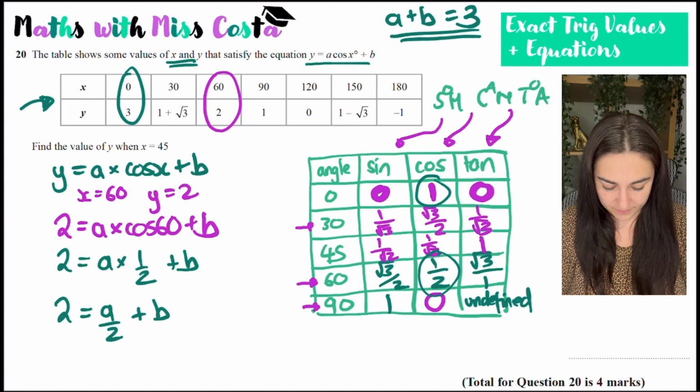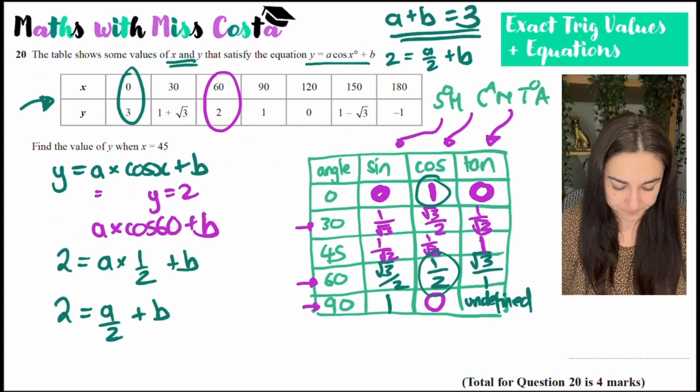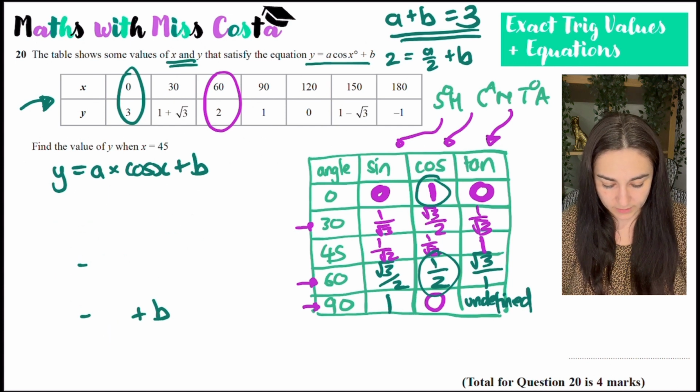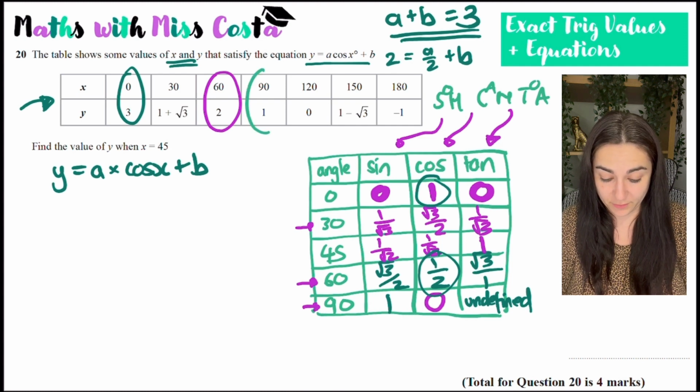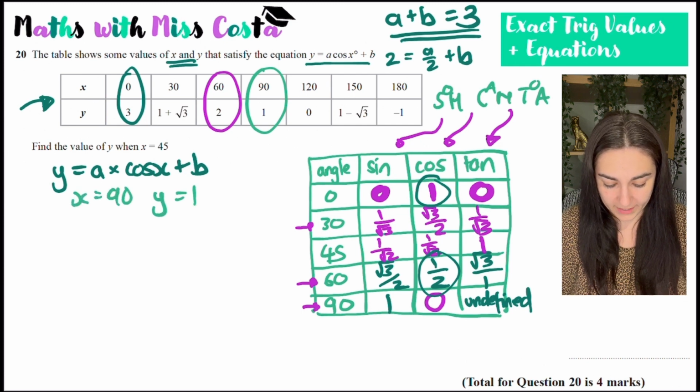But hey, what can we do? 2 equals a over 2 plus b. Let's try another one. I obviously want to figure out what the value of a and b are. So when x is 90, y is 1. Let's substitute that in.